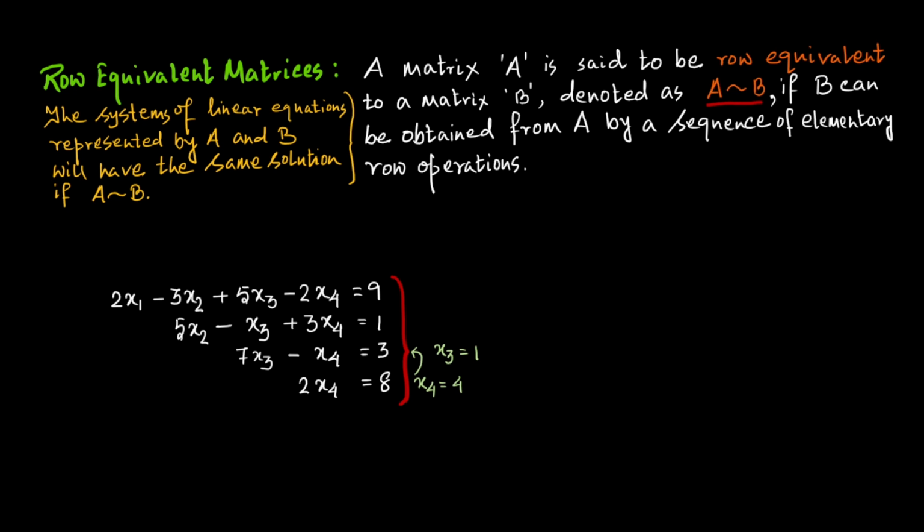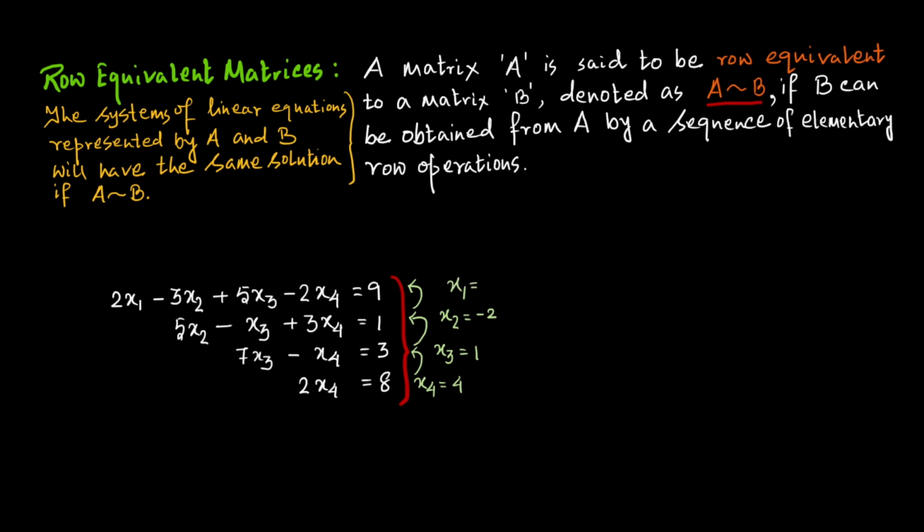Now we will plug in the values of x4 and x3 in the second equation, and we will find x2. What will be x2? Quickly calculate and tell me. x2 will be equal to, yes, minus 2. So x2 is minus 2. Now we will plug in x4, x3 and x2 in the first equation, and we will find x1.